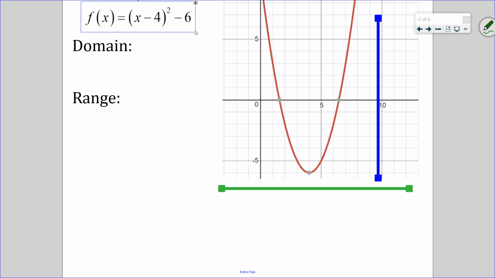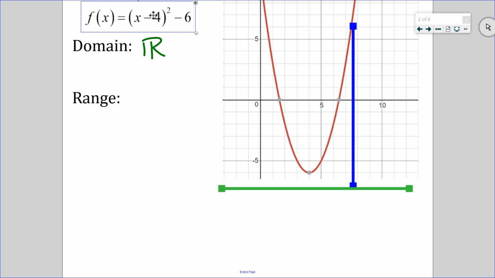And what we say for quadratics, it's kind of an automatic. The domain is all real numbers. Every x value is going to produce a y value. There's no x that's going to break some math rule. So then we go for our range.